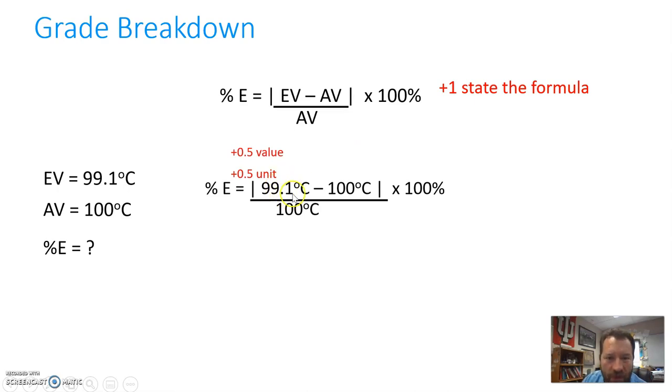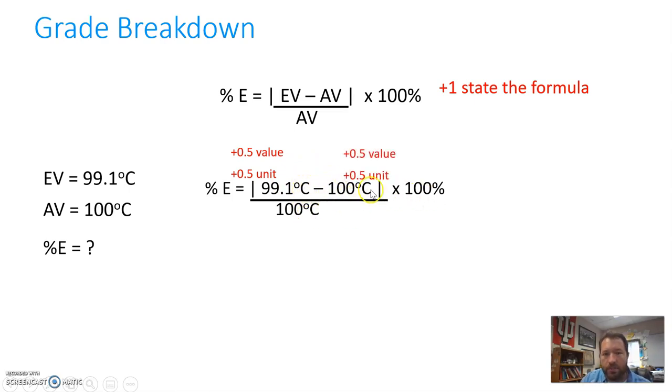Next, you see I have all my values shown. This is my work shown. This first one here, 99.1 degrees Celsius, you're going to get 0.5 for having the correct value, 99.1, and 0.5 for the unit. So if you're not putting a unit there, I'm taking off points. You absolutely have to have a unit, in this case, degrees Celsius.